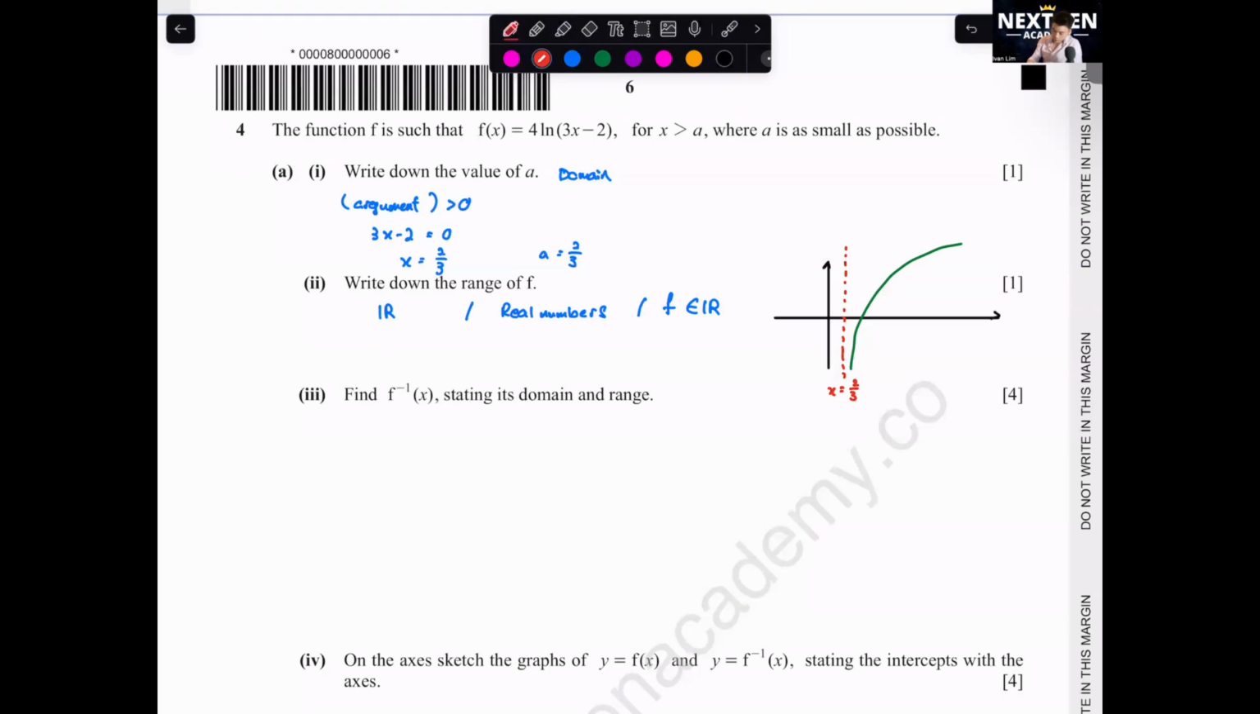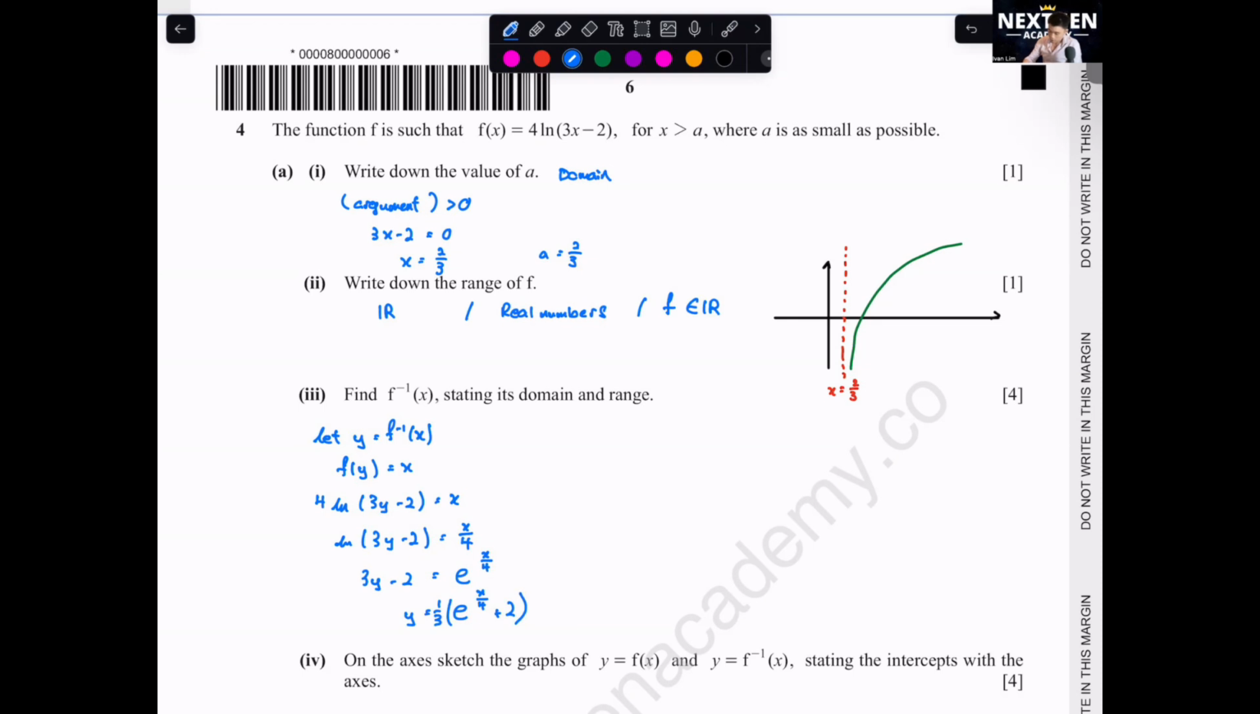Okay, the next one, let's find the inverse, then state the domain and the range. We'll always start with this statement: let y equal f inverse of x, so f(y) equals x. We get 4 ln(3y minus 2) equals x. Ln(3y minus 2) equals x over 4. To inverse the ln, 3y minus 2 will be e to the power of x over 4. Then y equals e to the power of x over 4 plus 2, divided by 3. We can just write it as times 1 over 3.